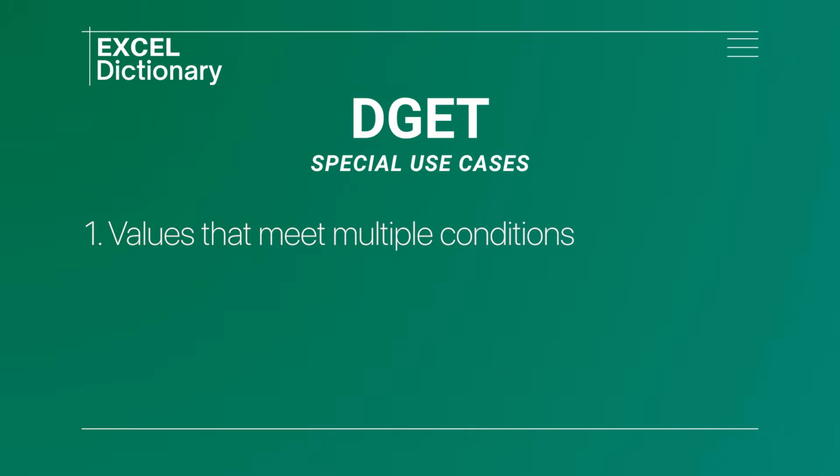Now, I know what you may be thinking. How is this easier than XLOOKUP? But now we're going to dive into a few special use cases of the DGET function that make searching for values easier than ever. First up, looking for values that meet multiple conditions.